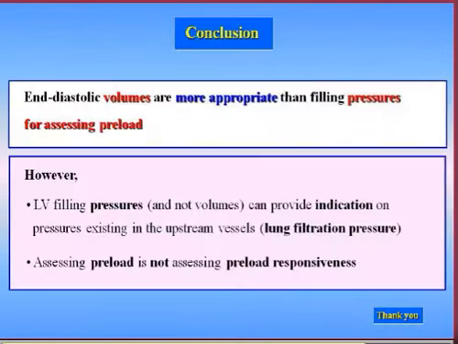So my conclusion is that end-diastolic volumes are probably more appropriate than filling pressures for assessing preload. However, assessing preload is not assessing preload responsiveness, and left ventricular filling pressures can provide indication on pressures existing in the upstream vessels, for example, lung filtration pressure.